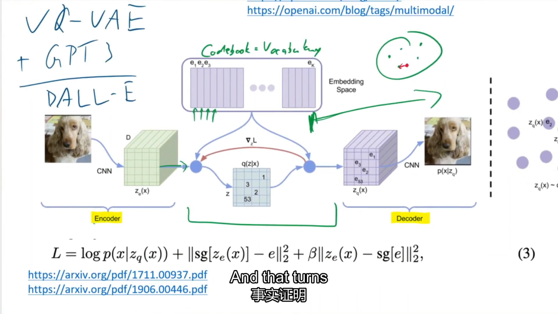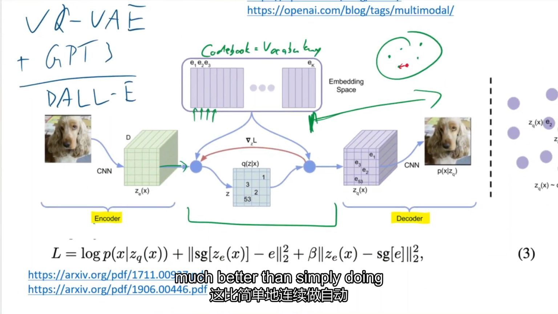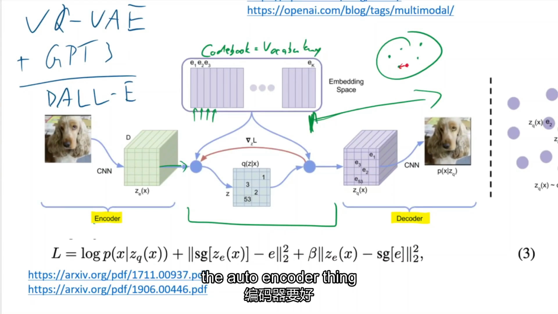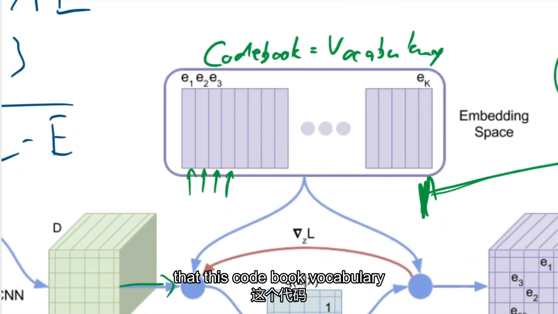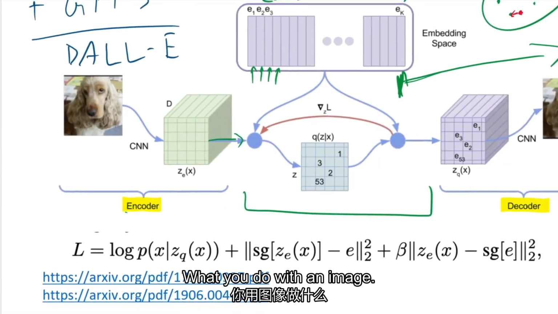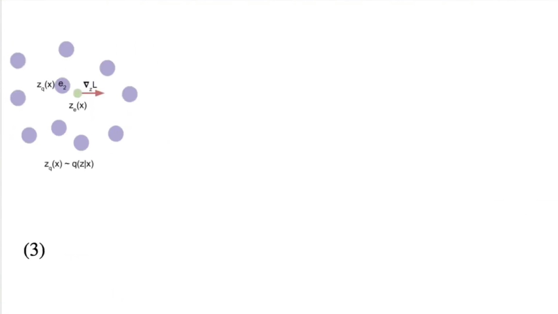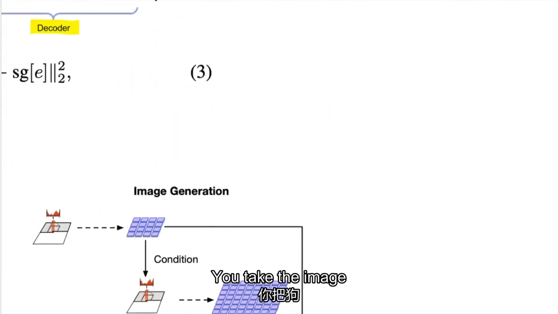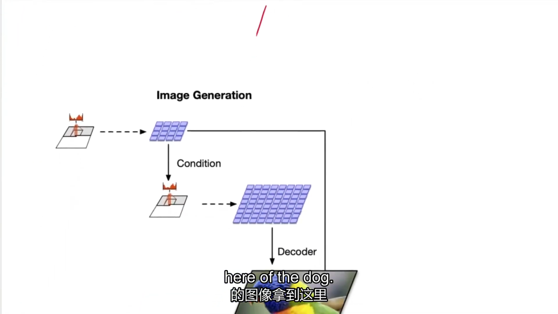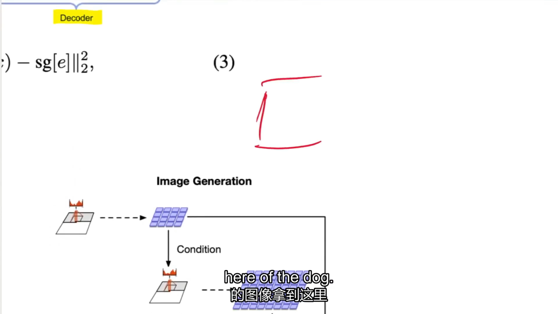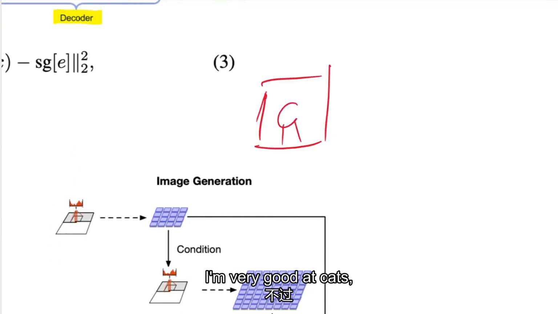And that turns out to be much, much better than simply doing the autoencoder thing continuously. So imagine that this codebook vocabulary is sort of like a vocabulary of image descriptions. What you do with an image, you take this dog image. I'm going to have to draw this myself. You take the image here of the dog. I can't draw dogs. I'm very good at cats though.